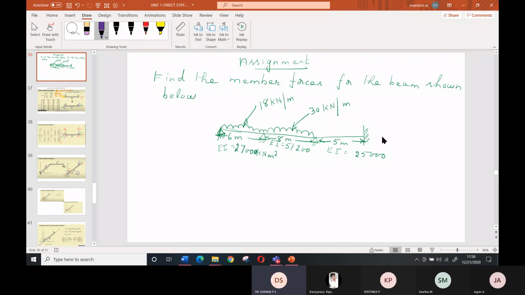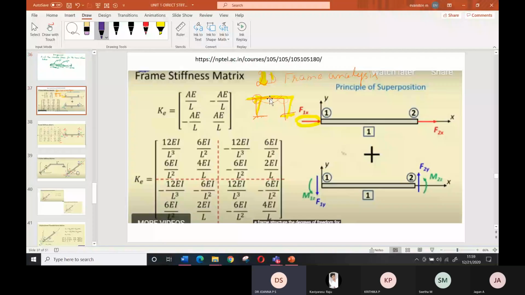But what will happen in the case of a frame? This is the frame. The frame will sway because of the external wind force. If the wind is acting, then it will try to sway. What is the meaning? To sway means it is subjected to horizontal force. The frame is like this.